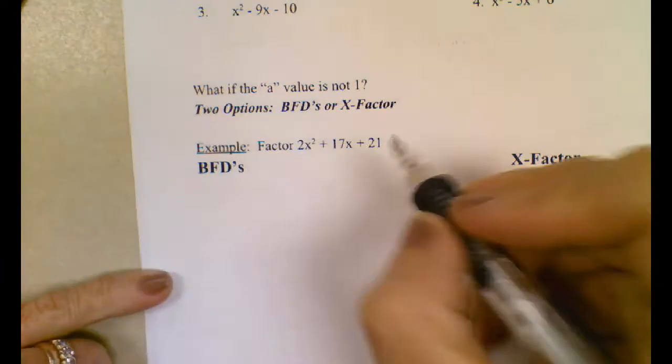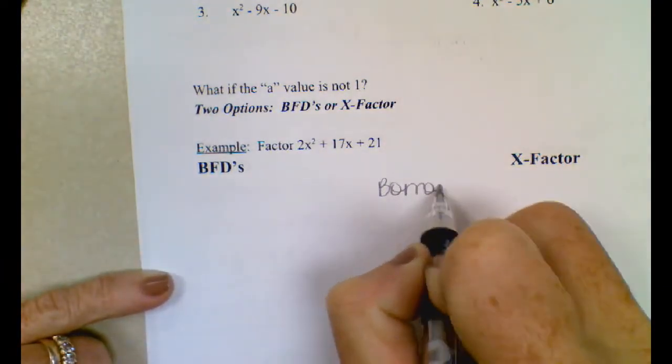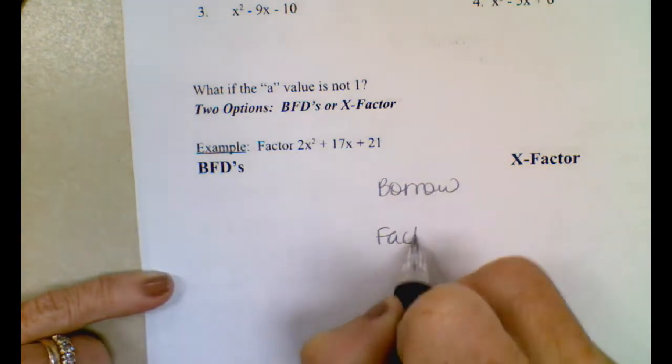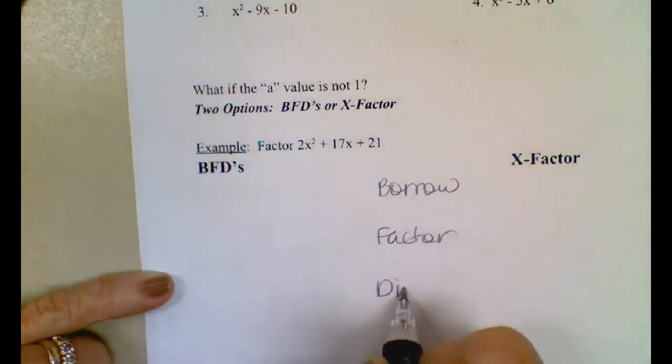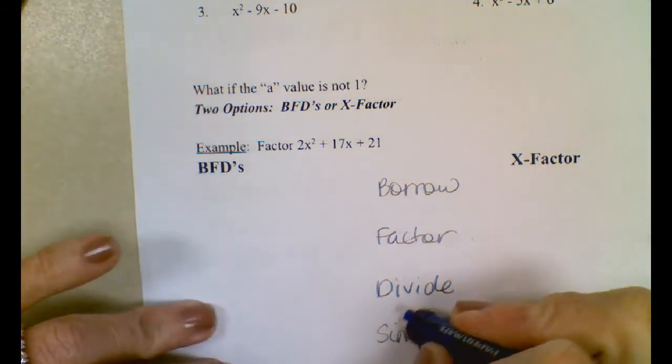Okay, so BFD stands for borrow, factor, divide, and simplify. Easy, right? All 4 of those sound doable.